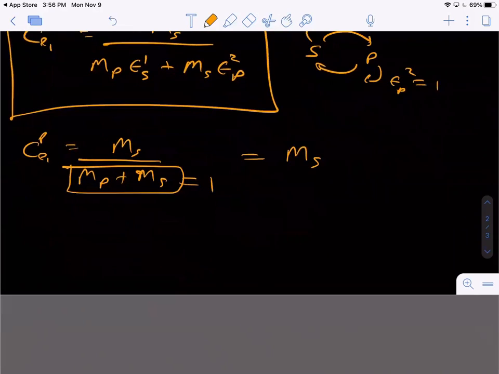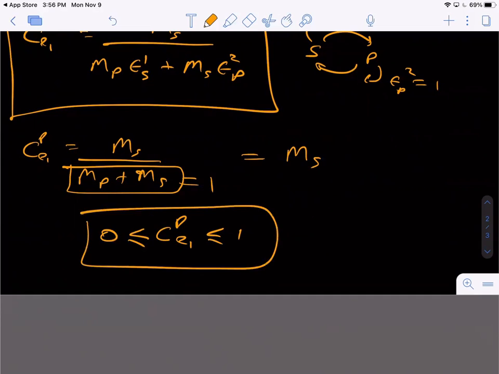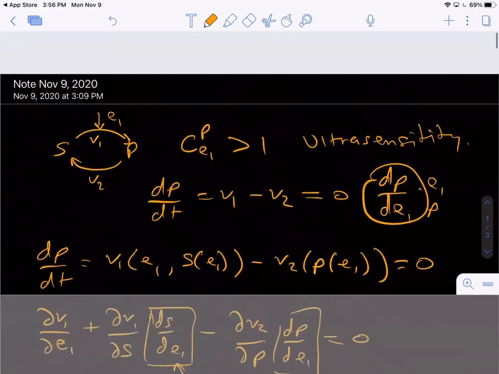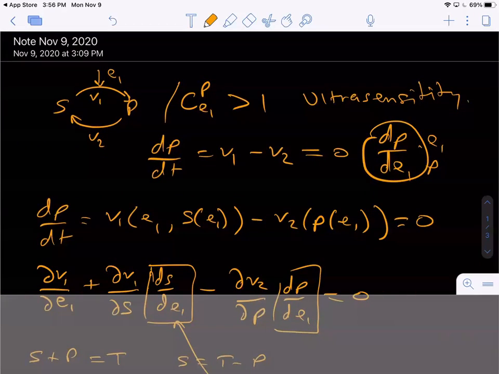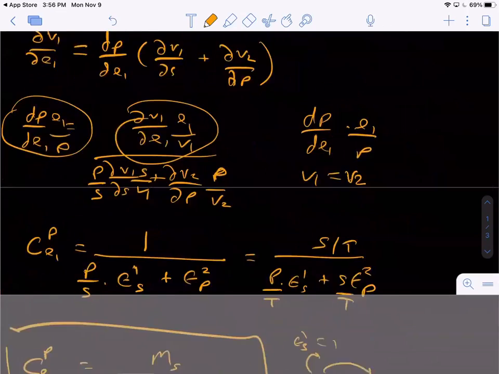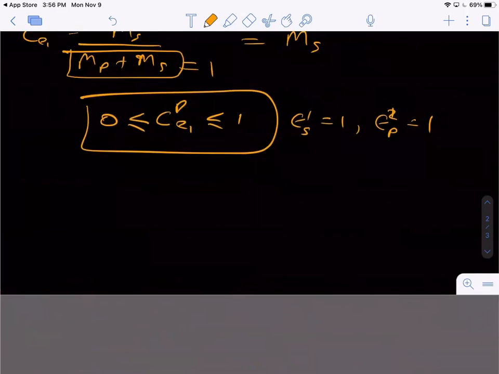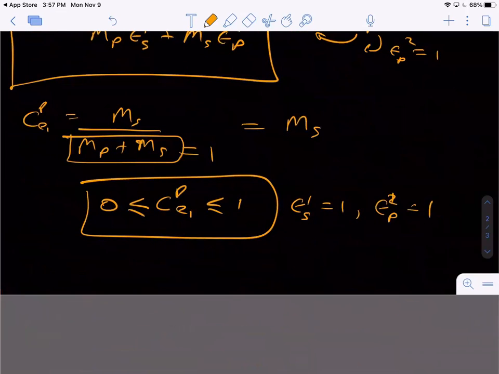I know that under these conditions, CPE1 will be less than or equal to 1 and greater than or equal to 0, when E1S equals 1 and E2P equals 1. And remember, I said way back that we get ultrasensitivity when that control coefficient is greater than 1. It's clearly not greater than 1. In fact, it's bounded between 0 and 1. So under these conditions, we won't see any ultrasensitivity.